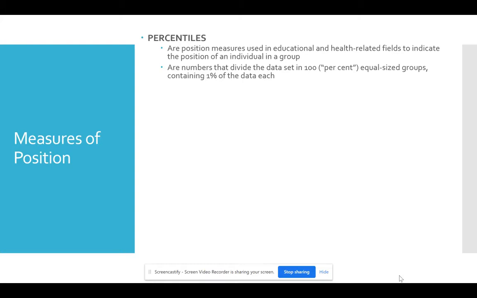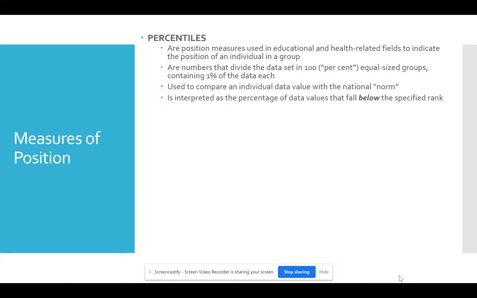Percent literally means per 100, and so what a percentile does is it divides the data set into 100 equal-sized groups containing 1% of the data each. Always think about having little cubby holes or mail slots, and I have 100 mail slots, and I have to figure out where each particular data value is going to fall. Again, we can use percentiles to compare an individual to the national norm. So you'll see that in psychology if you're looking at IQ scores and that sort of thing.